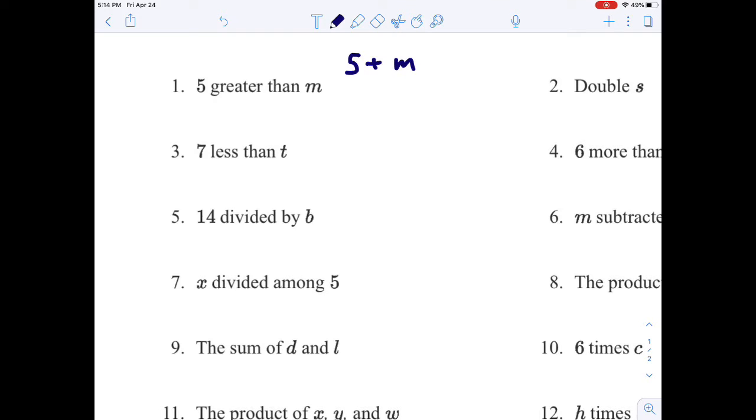Now, because it's an addition problem, and addition is commutative, the order in which you write those two things doesn't matter. So 5 plus m is just as good as m plus 5. But as you know, not everything is commutative.